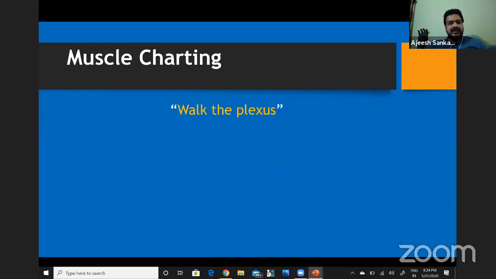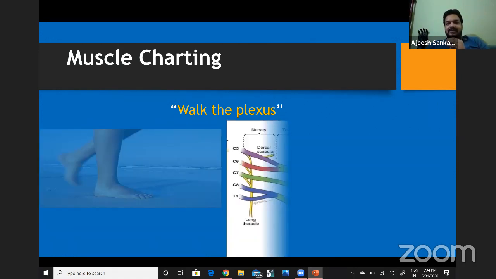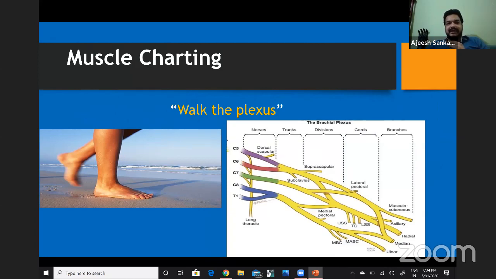So I think the next most difficult thing for all students was always muscle charting, and a systematic approach is needed for that. And this is something that has always been called the walk the plexus examination, which is basically nothing much except that we start at one corner, which is the most proximal corner, and try to make our way downwards along the brachial plexus. With this, one thing, it ensures that we don't miss anything. The second thing, it ensures that wherever we find abnormalities, we know that from that level onwards is where the injury is going to be.